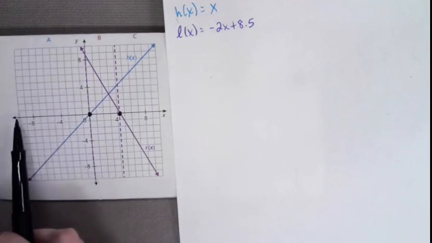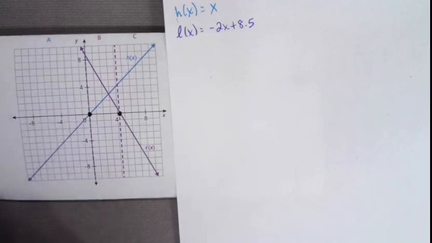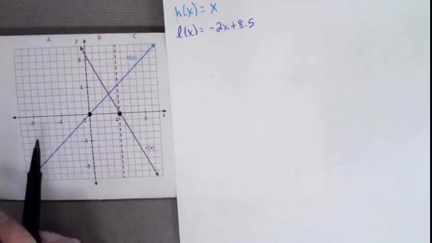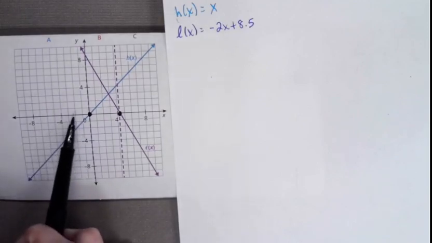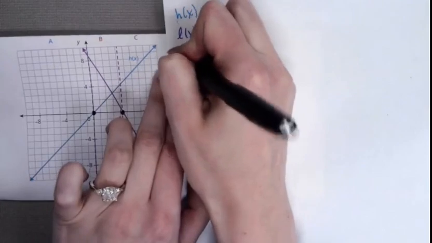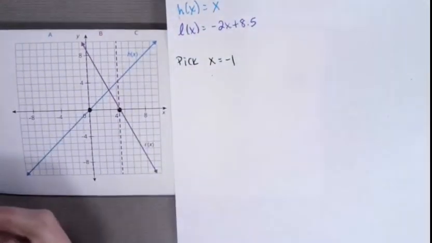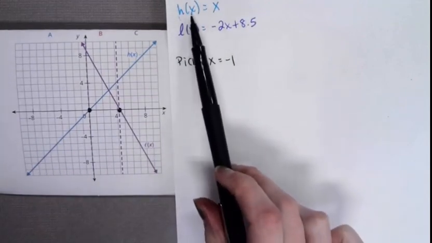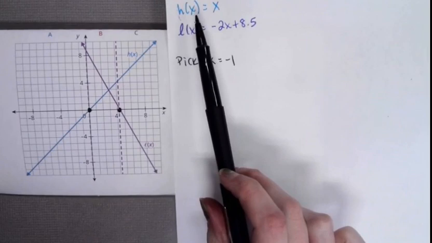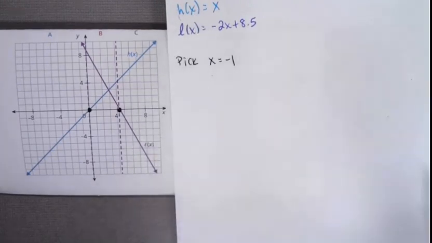We can pick any number for x that's in this region, so we can pick anything less than 0. Let's pick x equals negative 1. Now we're going to calculate what is the value of our h function when x is negative 1, and what's the value of our L function when x is negative 1.